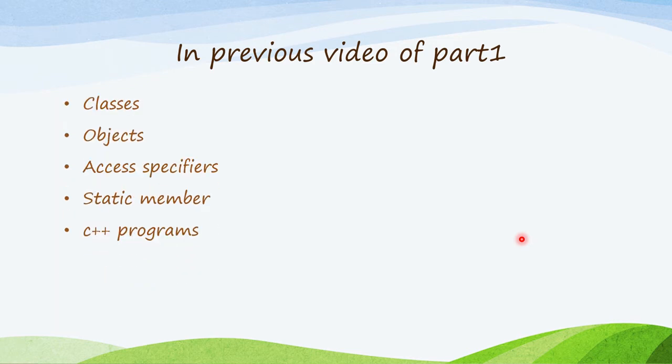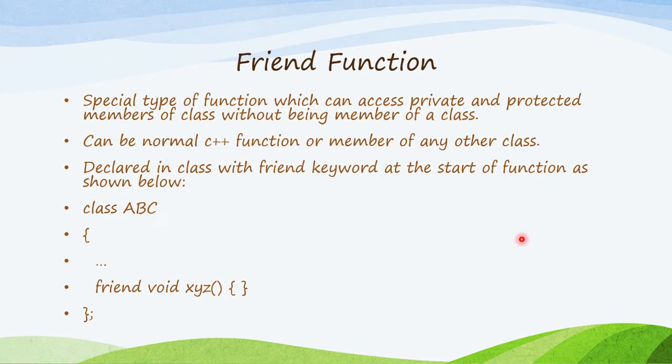In the previous video of part 1, we have seen classes, objects, access specifiers, static members and some C++ program. Moving ahead, today we will discuss friend function. So we have seen that we can write number of functions in a class. We call them member functions.